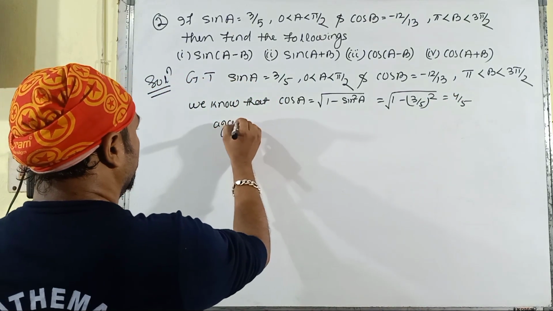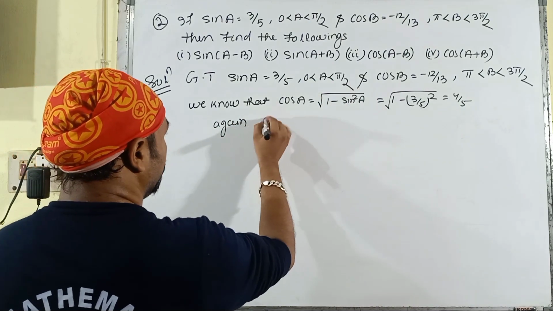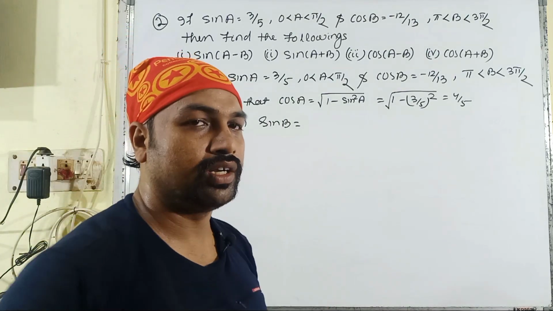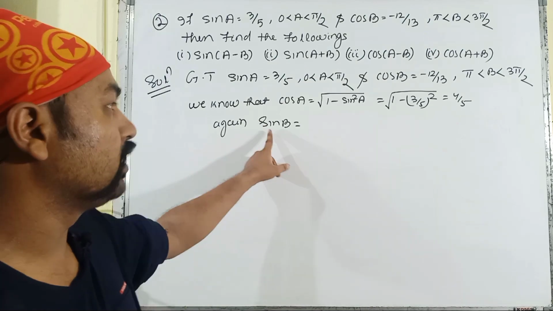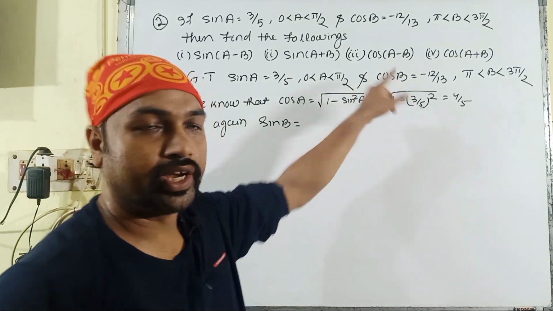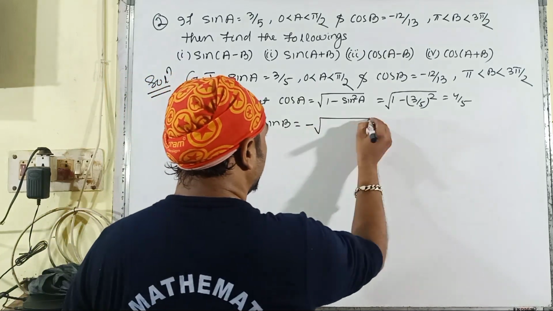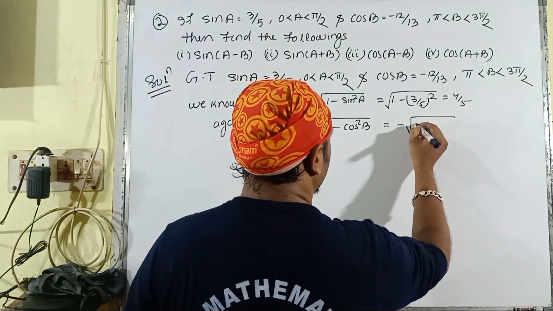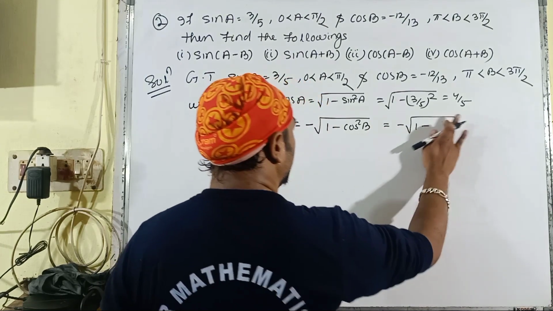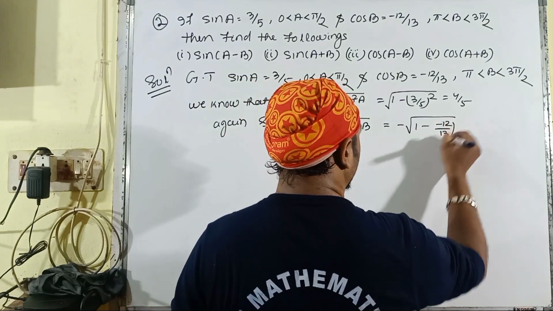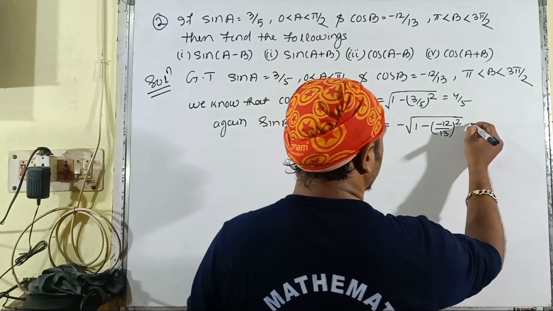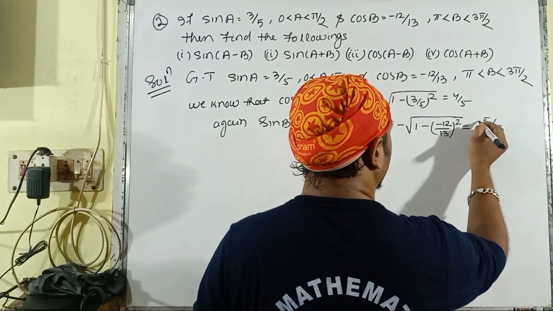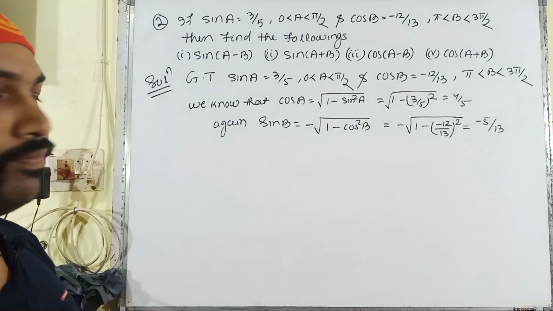Now again, from cos B we can determine sin B, but B lies in the third quadrant, and in the third quadrant tan and cot are positive, and here sin is negative as well as cos is also negative. So sin B is equal to, hence it will be minus 5 by 13. It is minus 5 by 13.